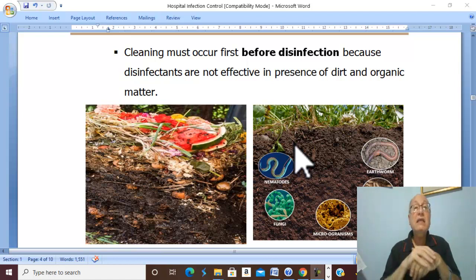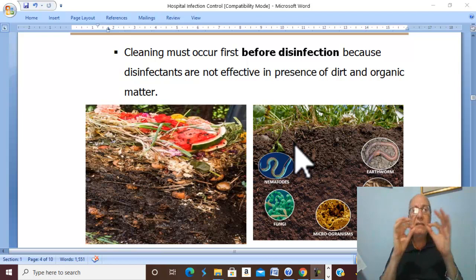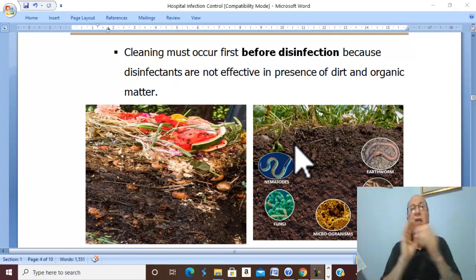Gas like ethylene oxide gas. Ethylene oxide gas for the rubber equipments. Rubber equipments or rubber equipment which cover the patient, the towels. And there is plasma gas for delicate catheters and endovascular wires.